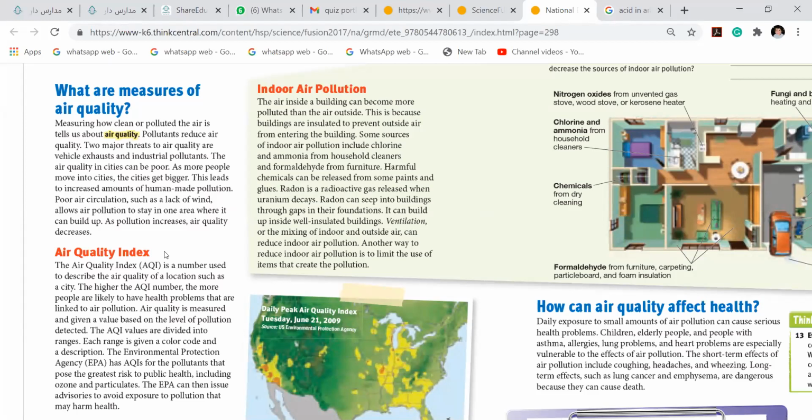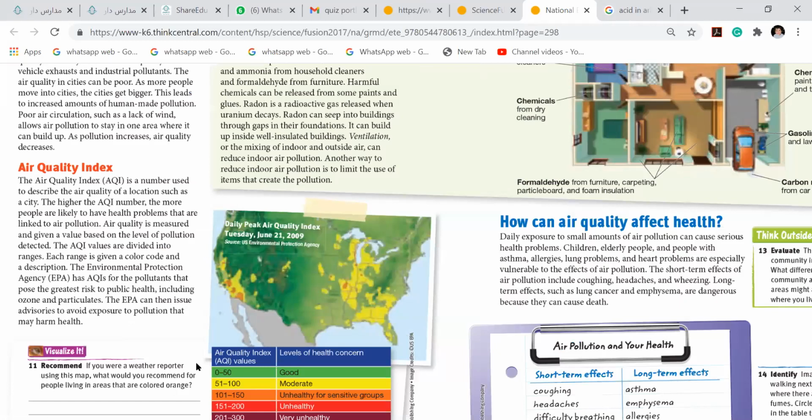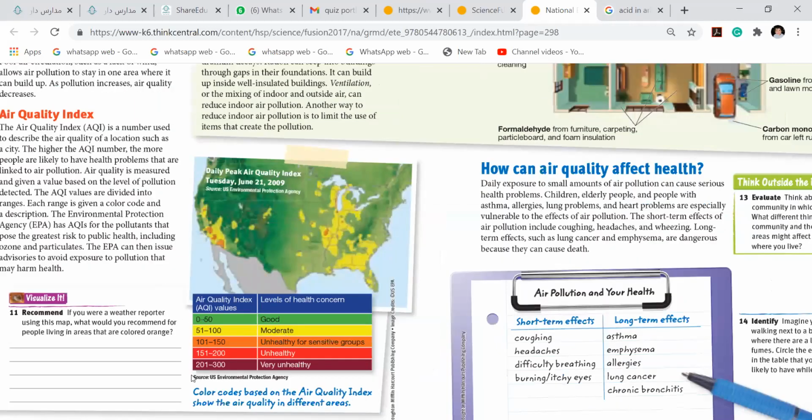Each range is given a color code and a description. For people to know them very quickly, they give a color code. For example, if I say 7 to 14 is blue, to that area where there are more cars, I color it blue on the map. Do you see how they give it in the map? 0 to 50 good, 51 to 100 moderate, unhealthy, very unhealthy. So they just color it so that the people observing know by the color, okay, this part is very unhealthy, let us work on this part. Did you understand this?